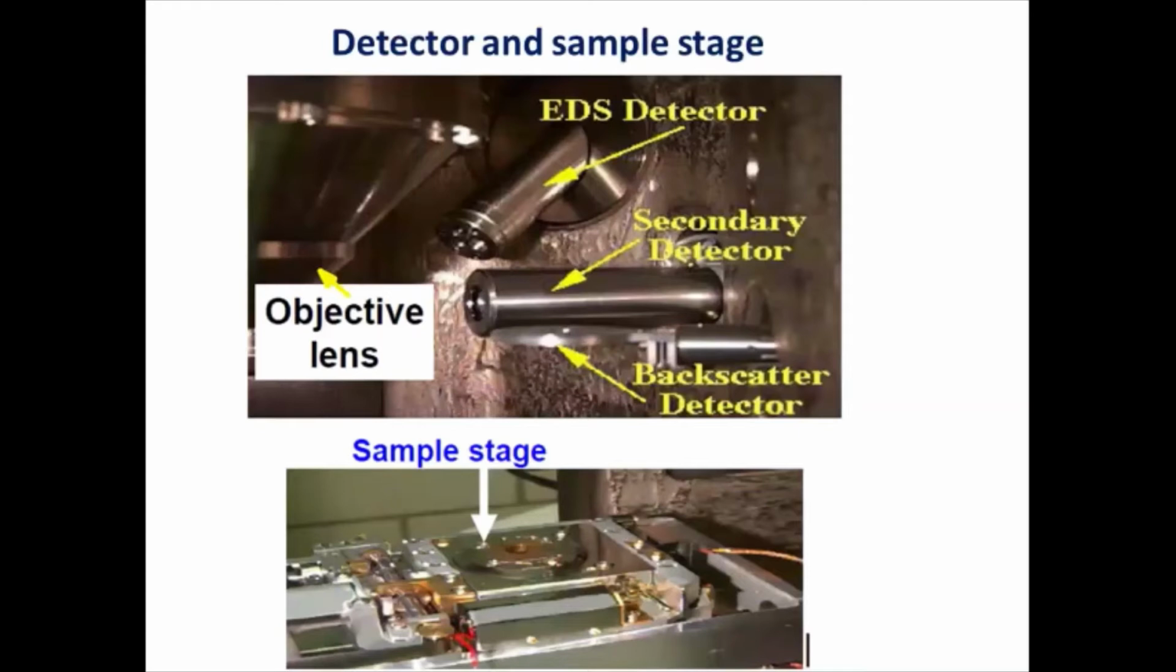And these are the positions of the various detectors. So you can see the objective lens means that it's a conical cylinder, and the central hole allows the electrons to come out and make them incident on the sample. And these are the various detectors. You can see the backscatter detector, secondary detector, X-ray detector, that is the EDS detector, mounted at different positions, and they are also biased at different voltages.